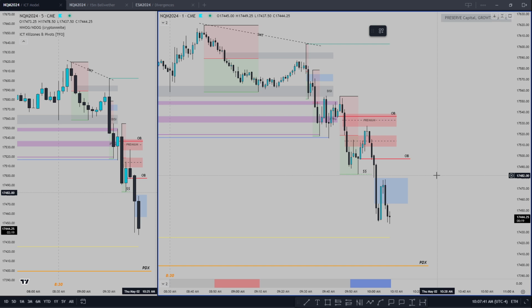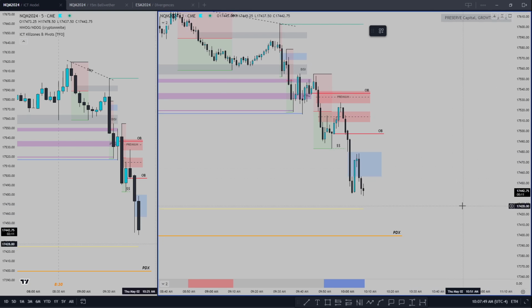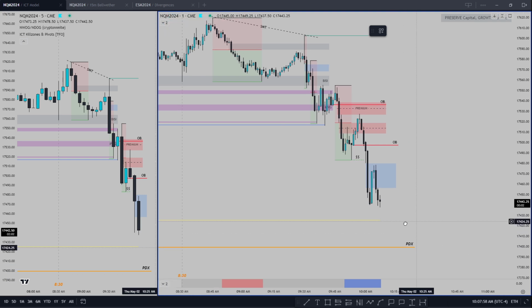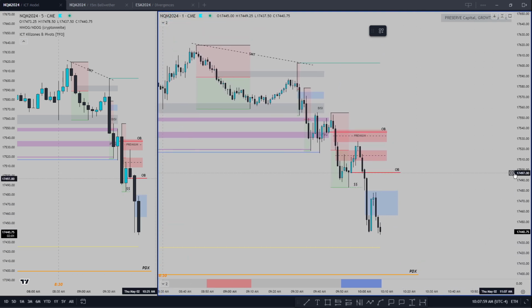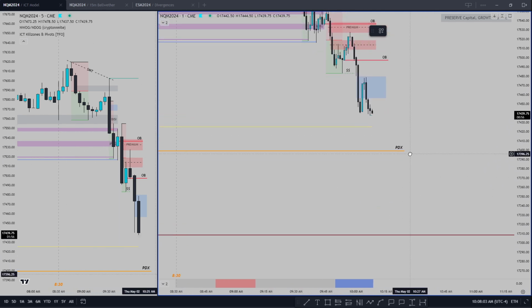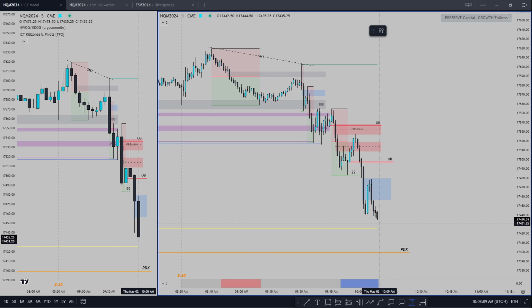In a market like this, since it broke through so many draws on liquidity, should I still expect the 10 a.m. to 10:30 reversal? You could. If we reach previous day low before 10:30, I would be completely fine with 10:30 just reversing and not even creating a new low. This is a situation where if we take out previous day low, I would be fine with avoiding the time. Like that's a decent move pre-NFP.